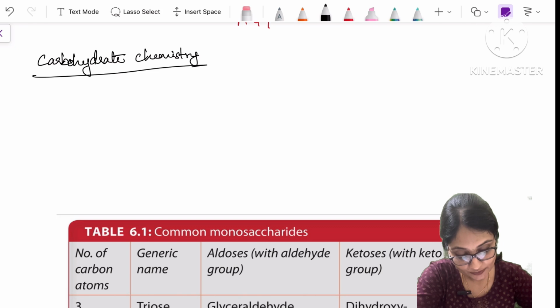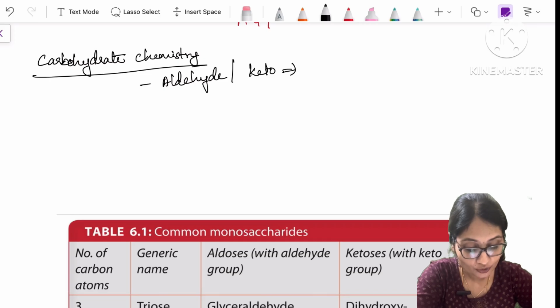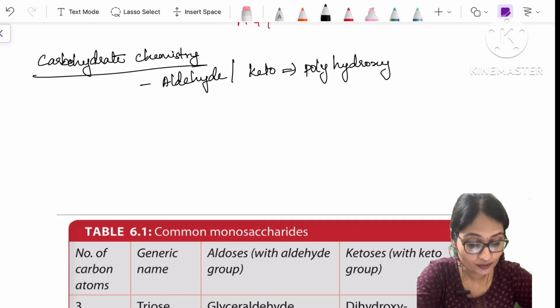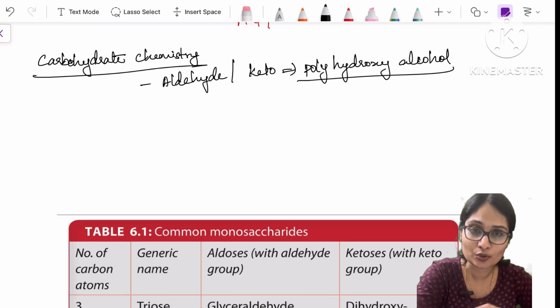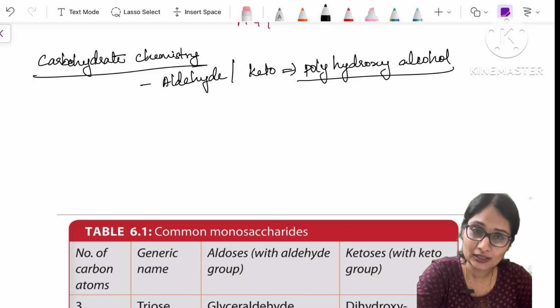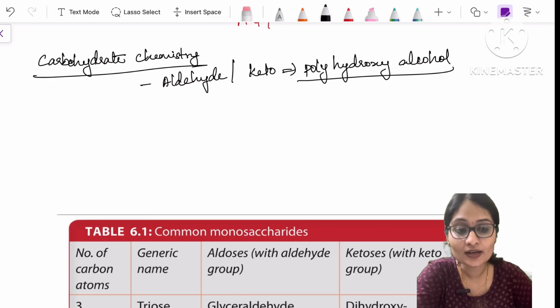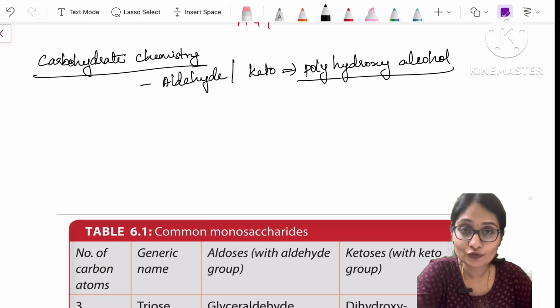Let me just write it away. It's called an aldehyde or keto derivative of polyhydroxy alcohol. So what do you mean by a polyhydroxy alcohol? It is derived from this polyhydroxy alcohol, I said. Let me give you an example. One of the simplest alcohols of reference is our glycerol. What is the structure of glycerol? Can anyone say? I hope you all know.